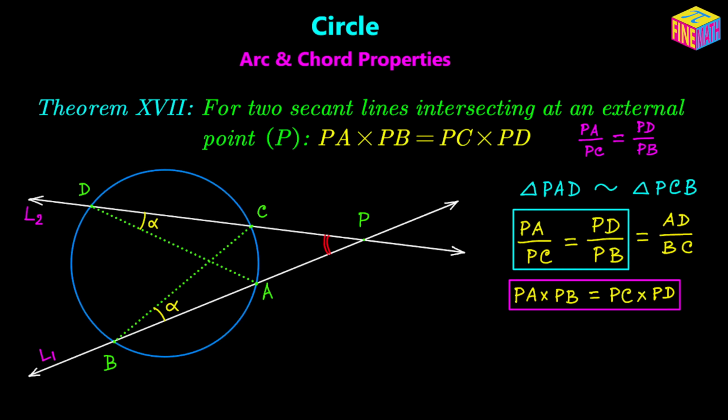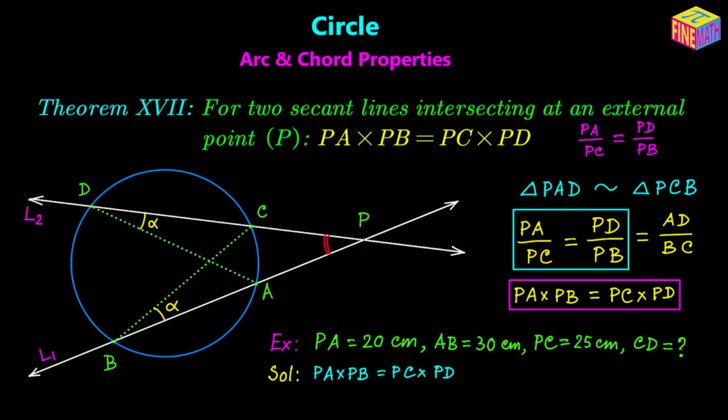Now let's take an example and see how we can solve problems from this theorem. Let's suppose we have an example like this where PA has been given as 20 cm, AB is 30 cm, PC is 25 cm, and we have to find out what is the length of CD. And the solution is going to be very easy because we already have the theorem in front of us. PA times PB is equal to PC times PD, and here let's just plug in the values. Now what is PA? Well, PA has been provided as 20 cm.